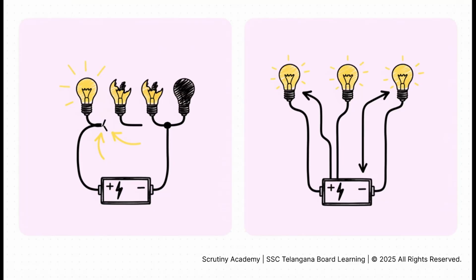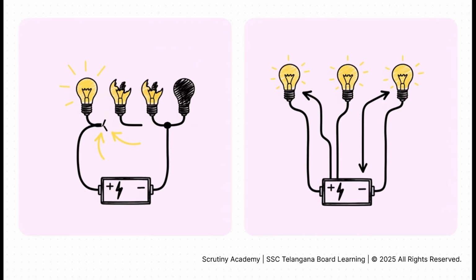So on the left, we've got a series circuit. The classic example is those old-school Christmas lights, right? The electricity has only one single path to follow. It has to go through the first bulb, then the second, then the third. And you know the big problem? If one of those bulbs burns out, the whole path is broken, and every single light goes dark.